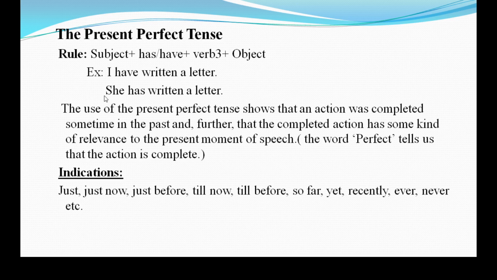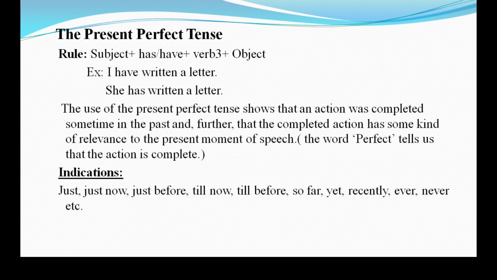And in the same way, she has written a letter. Subject plus perfect tense form of the verb, V3 in condition. A is an article, letter is the object. The use of the present perfect tense shows that an action was completed sometime in the past, and further that the completed action has some kind of relevance to the present moment of speech.